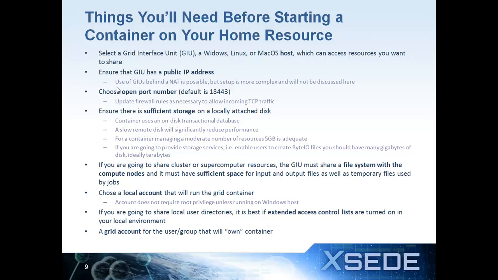So a couple of things before starting a container on your home resource. You need to pick your GIU. This can be a Windows machine, a Linux machine, or Mac OS that can access the resources you want to share and virtualize. We'll be doing this on a Linux container machine in just a minute. You need to ensure that the machine has a public IP address. This is really important. You can run them behind NATs and firewalls. It's more complicated. We won't be talking about that here. You need to choose an open port number. We recommend you use the default port number of 18443, and if you do this, we will be able to talk to you. You need to ensure that you have sufficient storage on a locally attached disk.